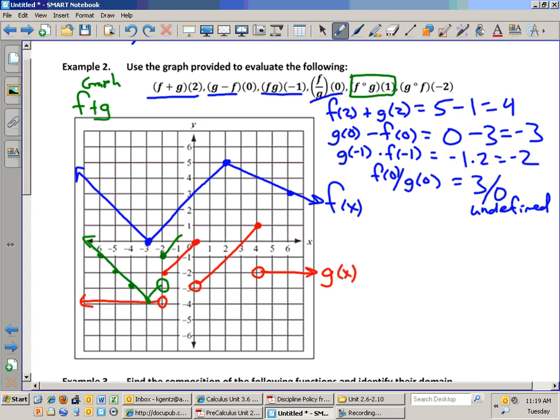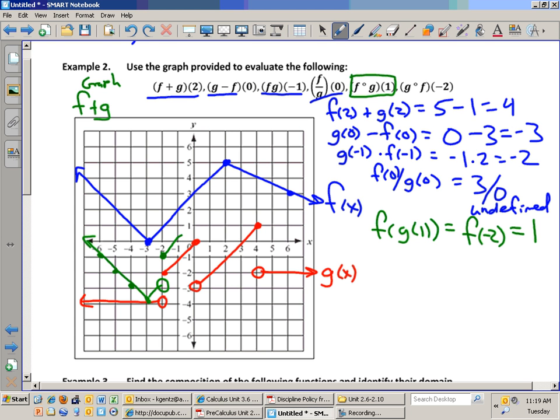f of g of 1. So this is f of g of 1. Now this is a little bit tricky sometimes when people see what's going on here. What is g of 1? If you go over to 1, g has a value of negative 2. So what I really need to evaluate is f of negative 2. So now I go to negative 2, and I see what is the function f evaluated at negative 2? Positive 1. Yep.